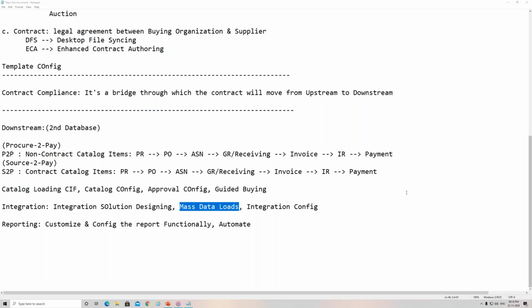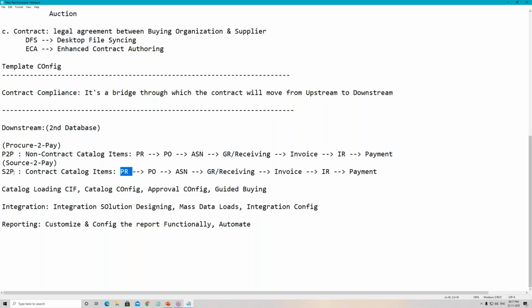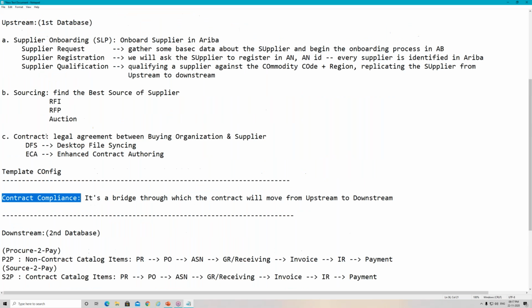See, Kishore, if you look at the H2P process, please don't think it just begins from the PR part. Why? Because before creating the PR, the contract catalog item must exist. And before this contract catalog item, contract compliance must be done. And before contract compliance can be done, the contract has to be created. And the contract will be created from the sourcing project once the source of supply is there.